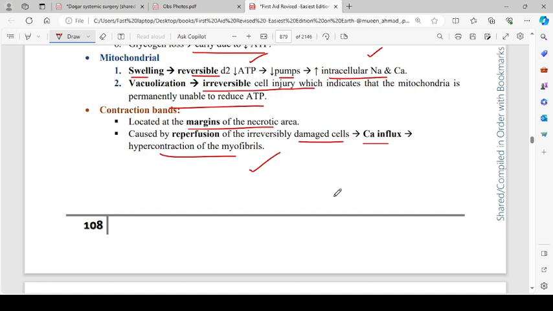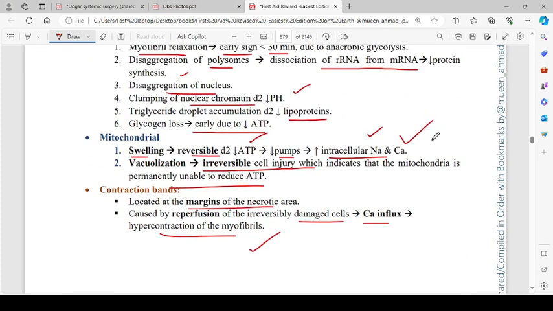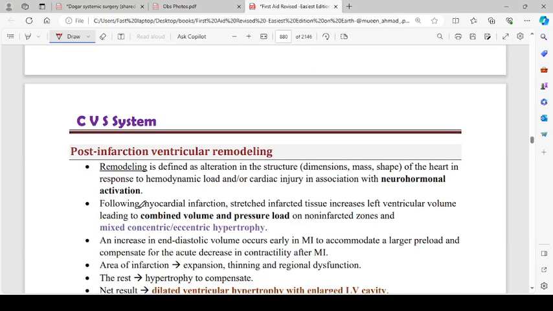there is infarction, sodium and calcium are accumulating inside the cells. On top of that, when the blood starts flowing to that area, more calcium will enter the cells because of the damaged membrane and increased permeability of the cells to ions. So calcium will enter and cause hypercontracture, which will be visible as contraction bands.